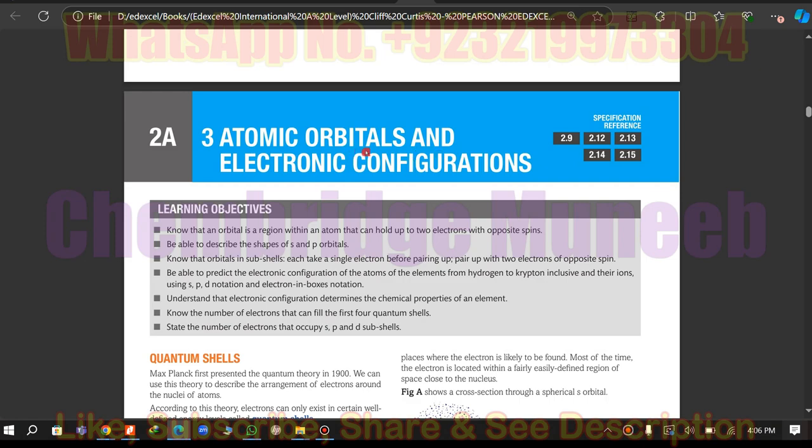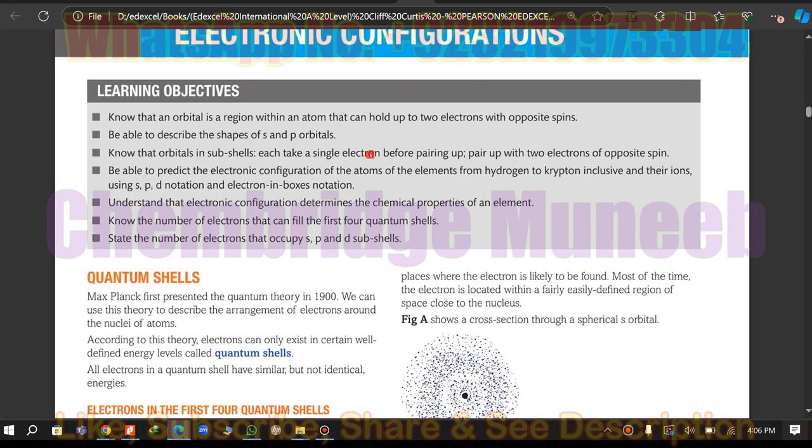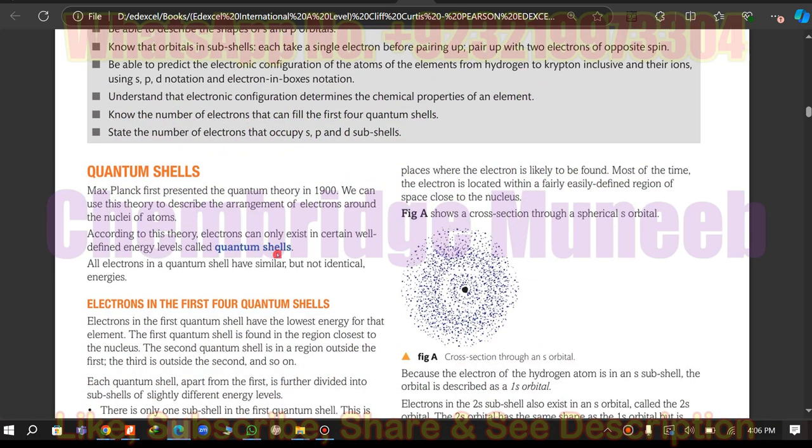Atomic orbitals and electronic configurations. So basically, we have studied that atoms are such type of models in which the electrons are revolving around their nucleus in some specified orbits, or called shells, and then protons and neutrons are present inside the nucleus.